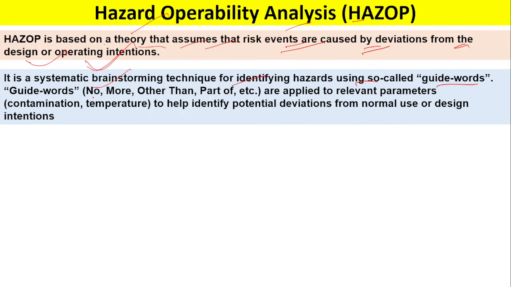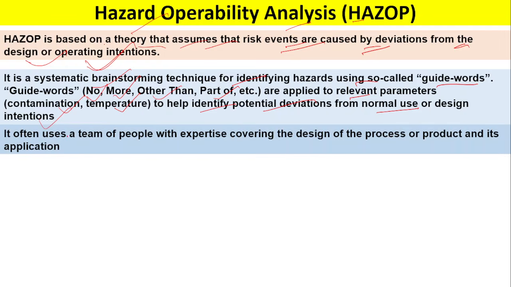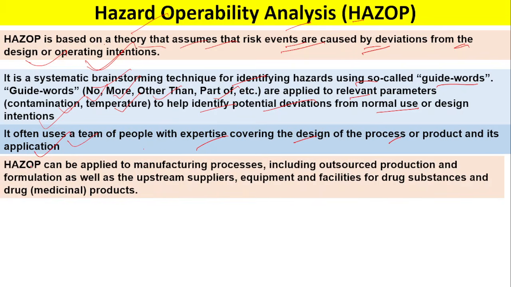So what are the guide words? For example, no, more, other than, part of, etc. are applied to relevant parameters, for example, contamination, temperature, to help identify potential deviation from normal use or design intentions. It often uses a team of people with expertise covering the design of the process or product and its application.